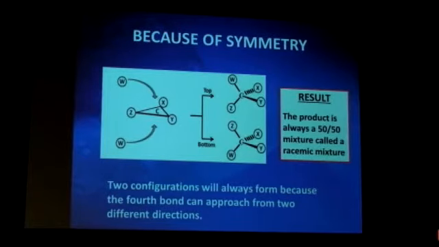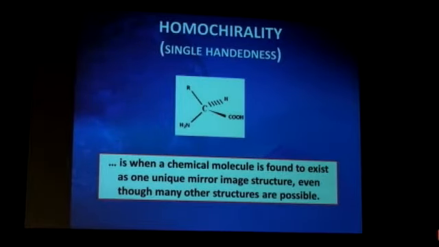And so that's the problem: the chemistry that is known to exist always forms at least two different configurations, never just one. And so the result is always a 50-50 mixture, and this mixture is called a racemic mixture. Well, homochirality is when a chemical molecule is found to exist as only one of the unique configurations that are possible, even though many others are possible.